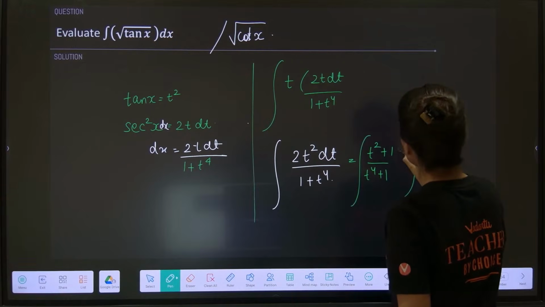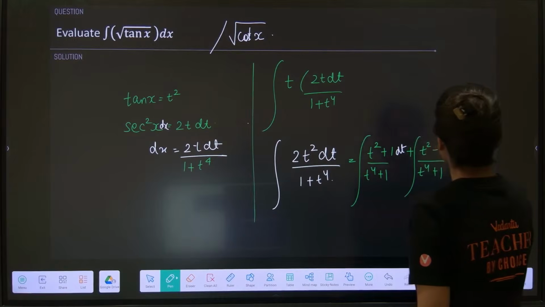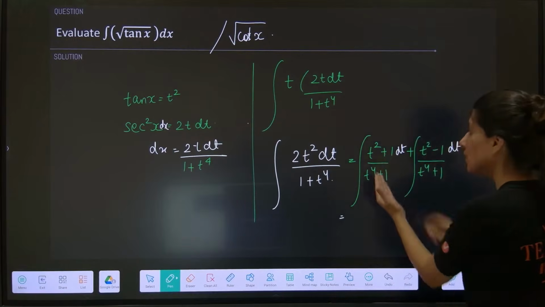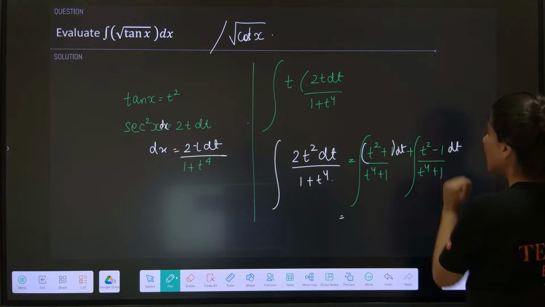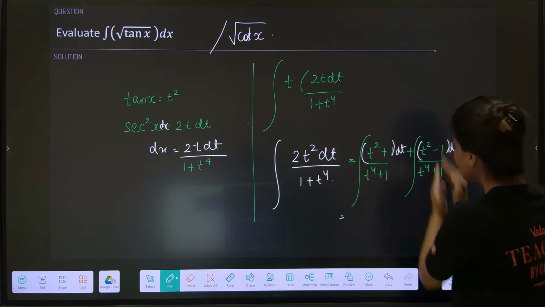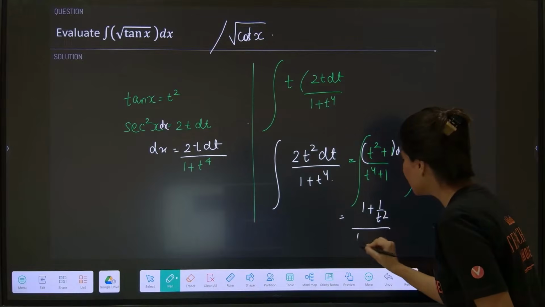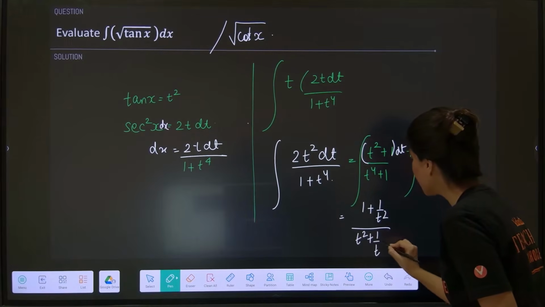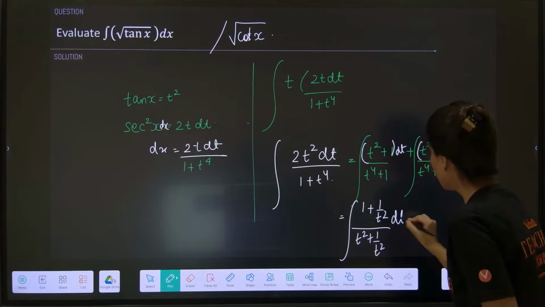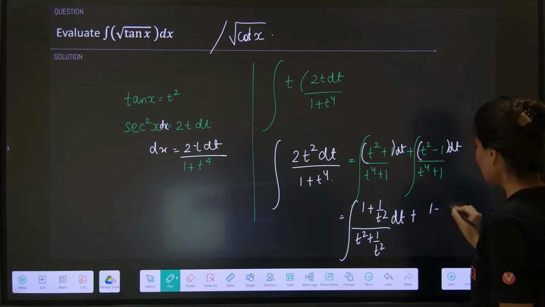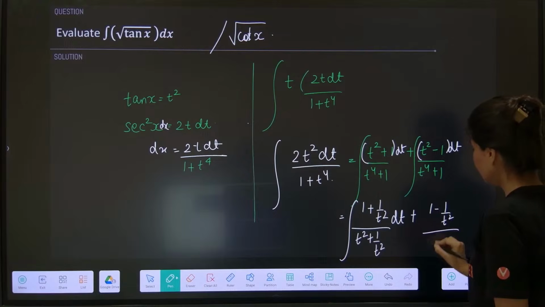Integrate with respect to dt. Now, how to differentiate, ma'am? Both. Yes, both, plus or minus together. So this is different, and this is different. Now take, so this is 1 plus 1 upon t square, this is t square plus 1 by t square, integration. Plus, what about this? Take common, so 1 minus 1 upon t square, plus 1 upon t square dt.